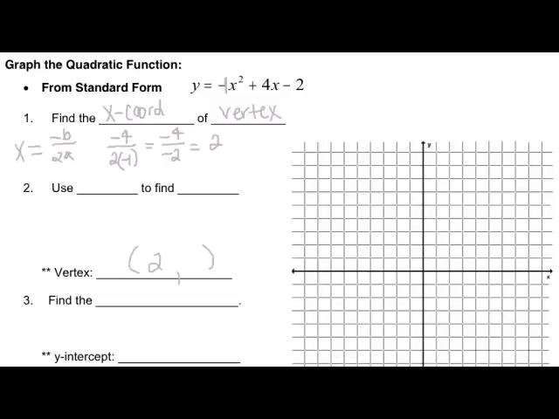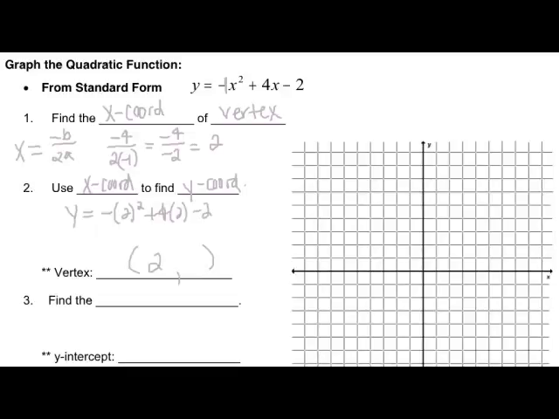Just like we did on the previous page, we are going to use our x coordinate to find our y coordinate. So we're going to take our x value, and plug that back in to solve for y. So y equals negative 2 squared plus 4 times 2 minus 2.